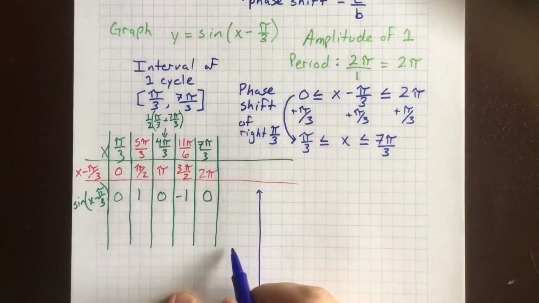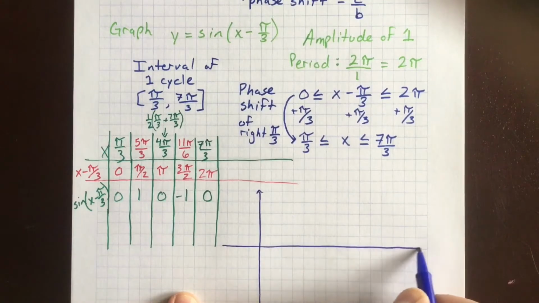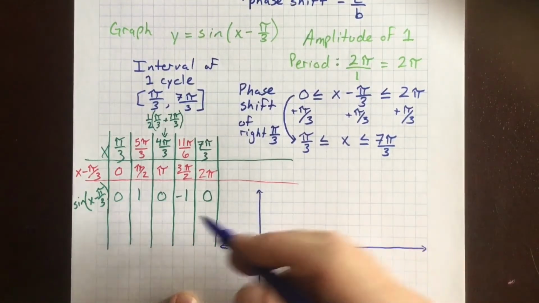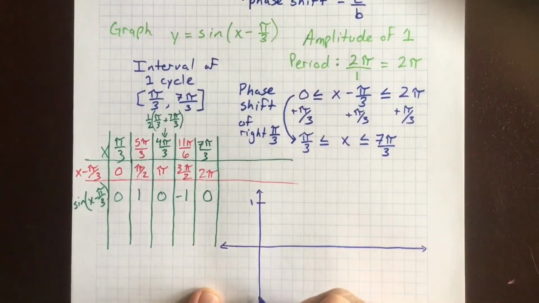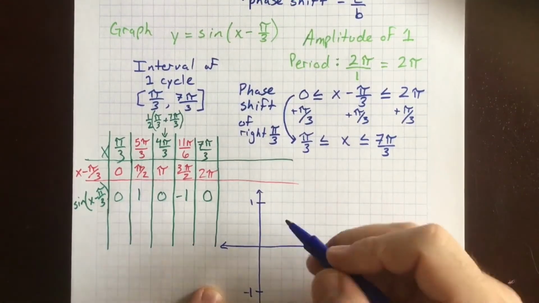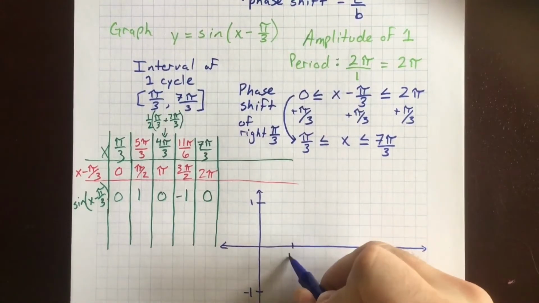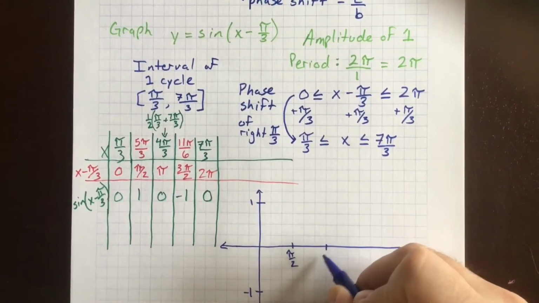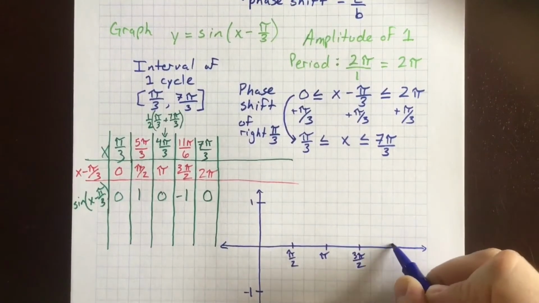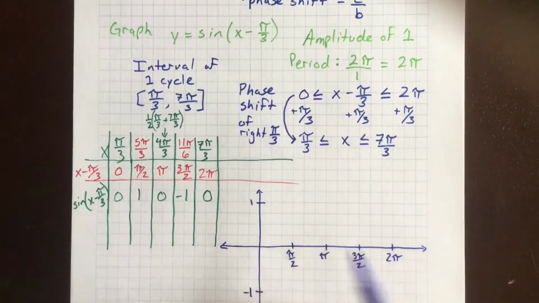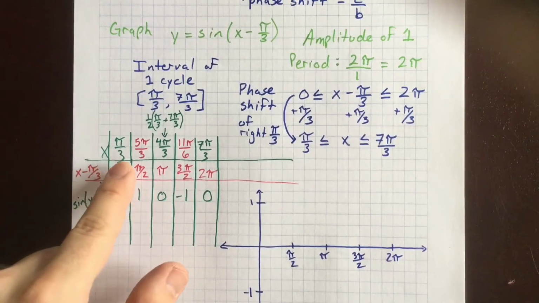Okay. Let's place our axis right there. Why not? All right. So the amplitude is 1. So I just go here 1, negative 1, and every 3 blocks, pi over 2, pi, 3 pi over 2, and 2 pi. But I'm going to go back and write in my individual values.